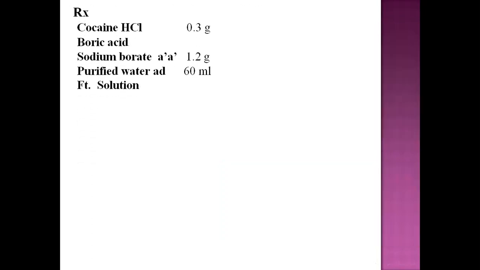Another thing is codeine HCl, 0.3 grams, boric acid, sodium borate, AA 1.2. What do you mean by AA 1.2? This means that the boric acid was 1.2 grams and sodium borate is 1.2 grams. Okay, so if you have AA, this means these two components have the same weight, 1.2, 1.2. And then they have to be added to purified water to 60 milliliters to make a solution.